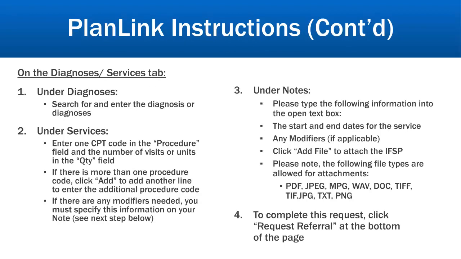PlanLink instructions continued. On the Diagnoses Services tab, under Diagnoses, search for and enter the diagnosis or diagnoses. Under Services, enter one CPT code in the procedure field and the number of visits or units in the quantity field. If there is more than one procedure code, click Add to add another line to enter the additional procedure code. If there are any modifiers needed, you must specify this information on your note.